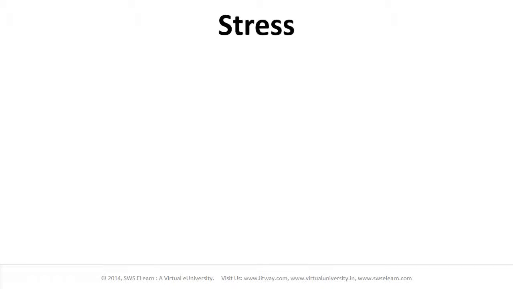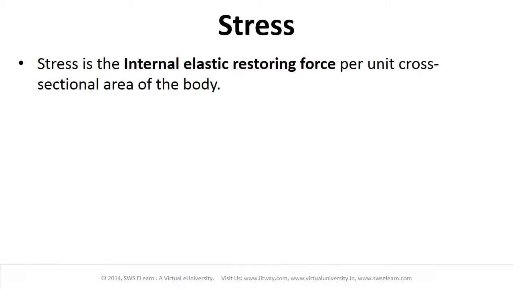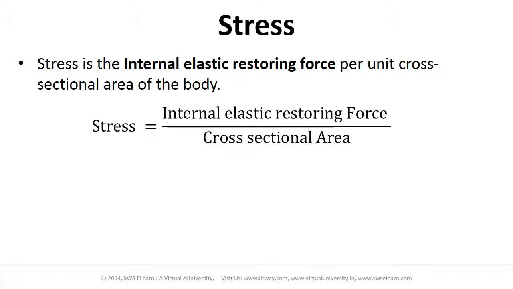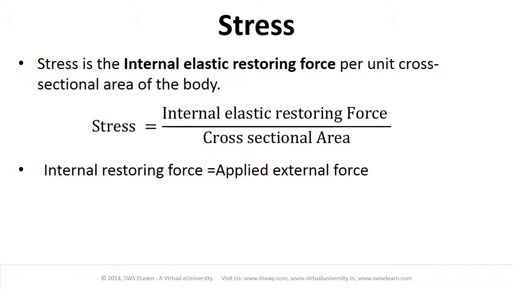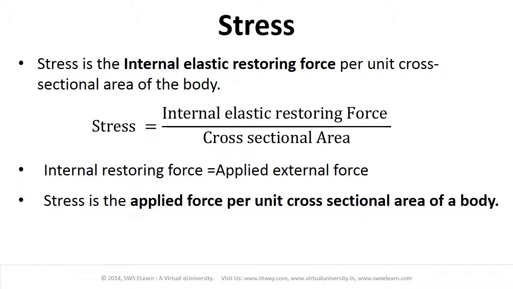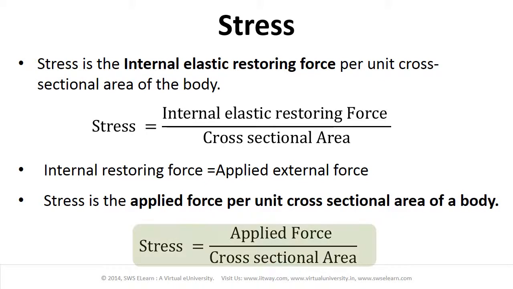Let us start with stress. The stress is defined as internal elastic restoring force per unit cross-sectional area of the body. This can be written in equation form as stress equal to internal elastic restoring force upon cross-sectional area. We already know that the internal restoring force is equal to the applied external force. Therefore, the stress can also be defined as the applied force per unit cross-sectional area of the body. In equation form, we write it as stress equal to applied force upon cross-sectional area.